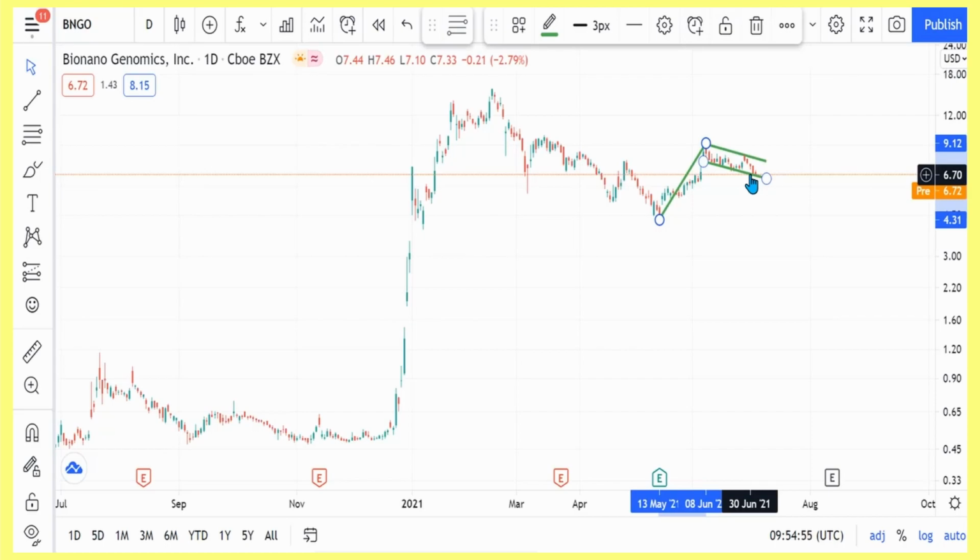But again, investment is at your own risk. But technically, looking at it, it's a good opportunity to enter now. Okay, at this price, because it touched that particular low.